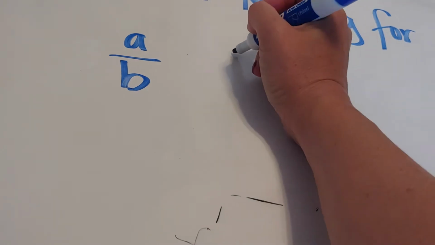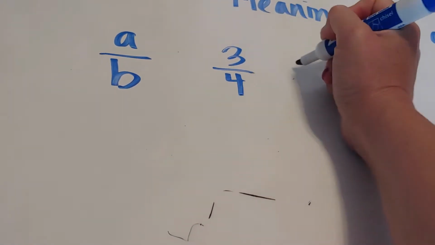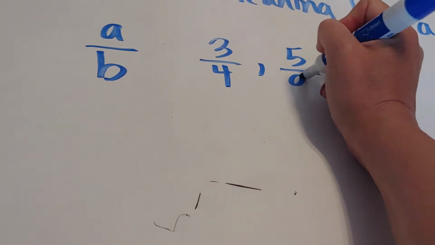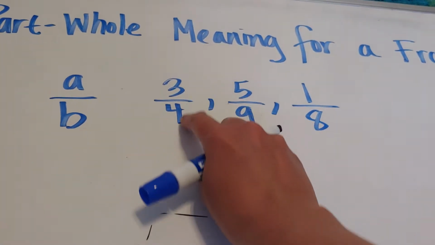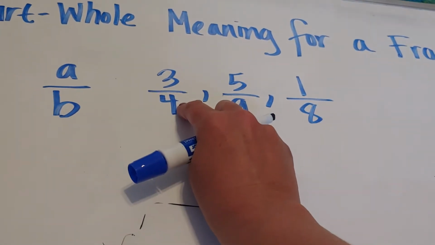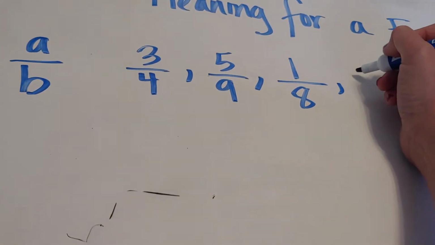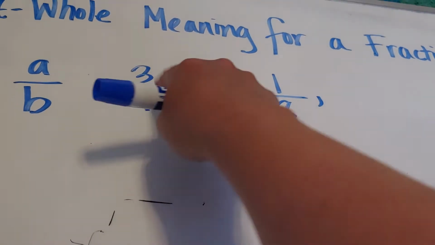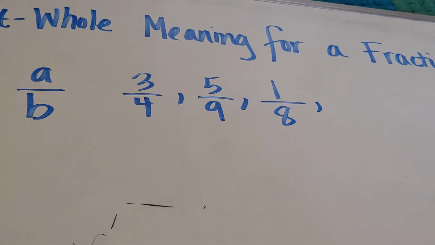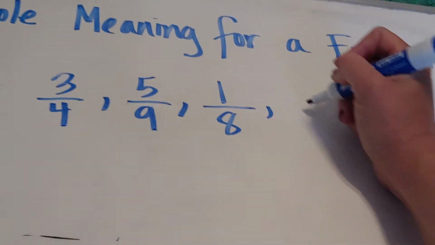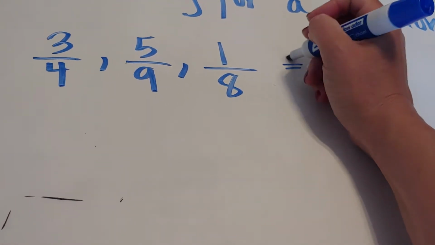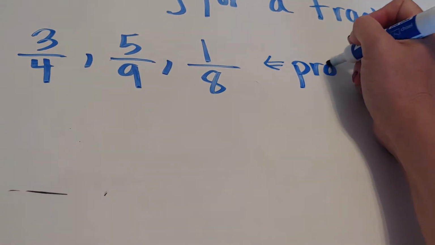So a proper fraction would be something like 3/4, 5/9, 1/8. As long as the top number is smaller than the bottom, that's a proper fraction. When the top number is bigger than the bottom is when it's called an improper fraction. So these are all examples of proper fractions.